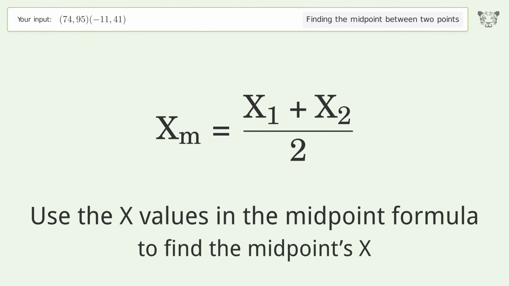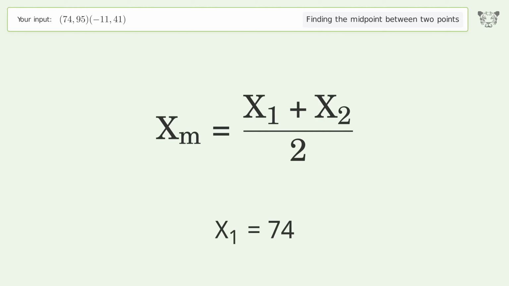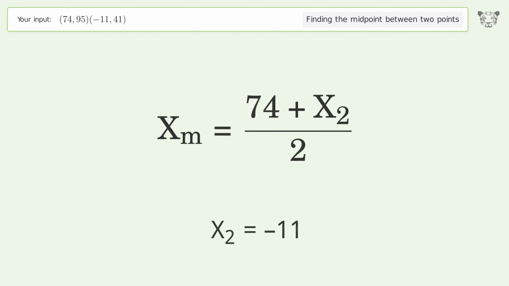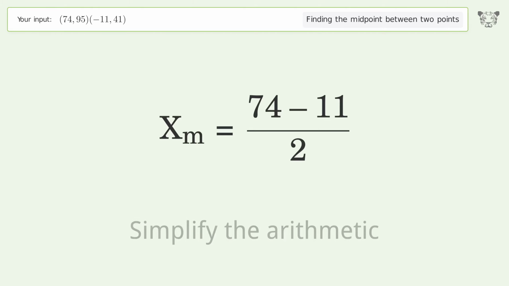Use the x values in the midpoint formula to find the midpoint's x. x1 equals 74. x2 equals -11. Simplify the arithmetic.